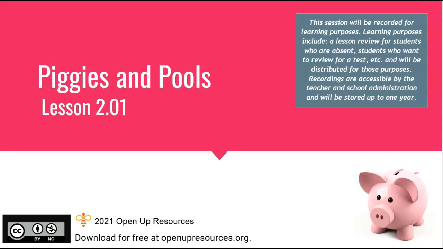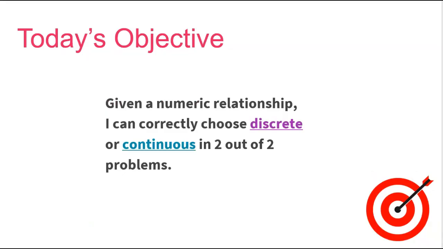Today we're going to be looking at the first lesson in Unit 2 called Piggies and Pools. So our objective today is, given a numeric relationship, I can correctly choose discrete or continuous in 2 out of 2 problems. Those are new vocabulary words for this lesson. Discrete is probably a new word for you, maybe. Continuous you've probably heard in other contexts, but maybe we haven't referred to it in a mathematical context yet, so we're going to define that today.